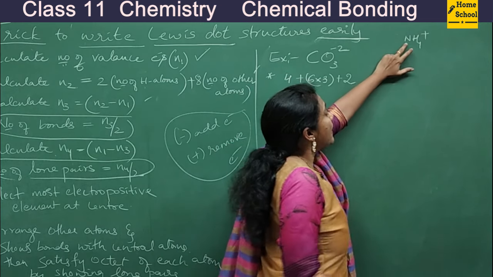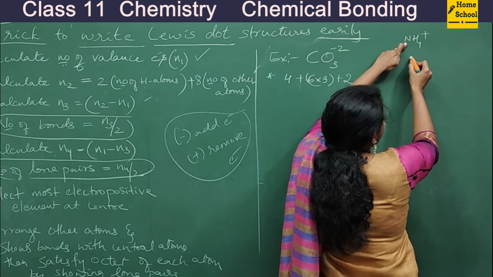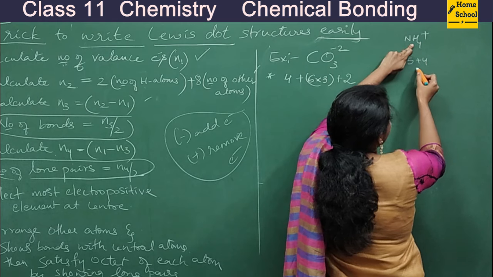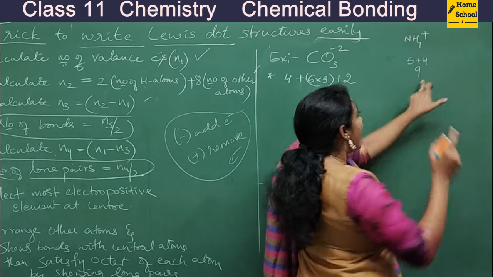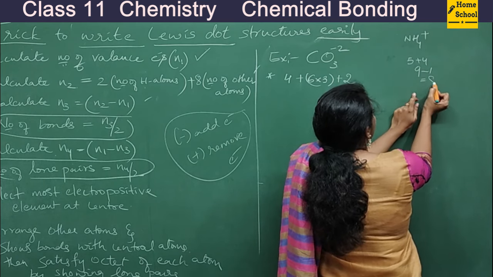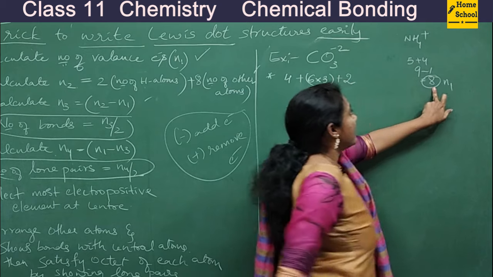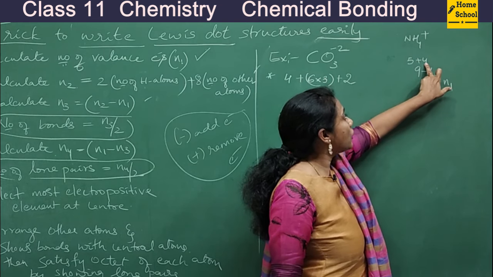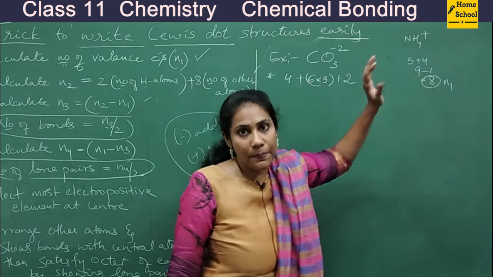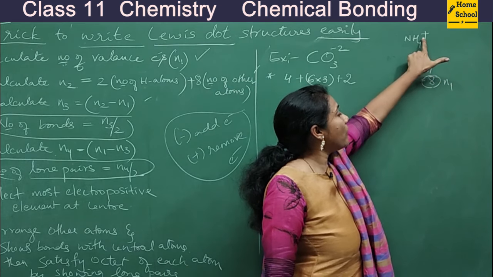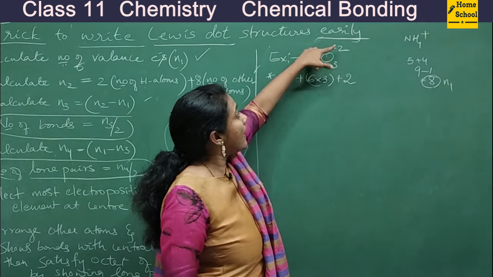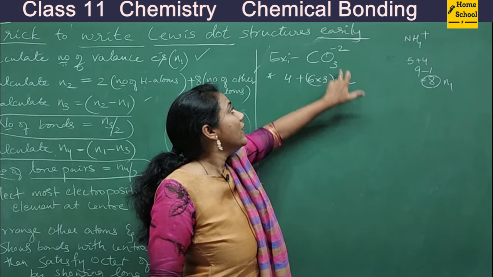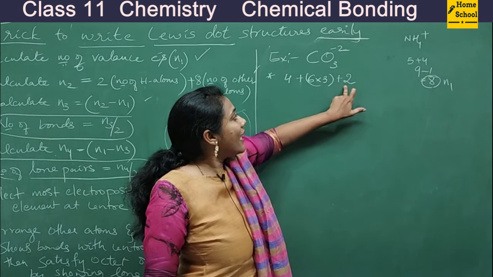Okay. For example, you see ammonia. Nitrogen has 5 valence electrons. Hydrogen has 1. 1 into 4, 4. So altogether 5 plus 4, how much? It is 9. Since 1 plus is there, 9 minus 1 I will do. Altogether N1 value is 8. Okay. So like that. Whenever plus is there, from total valence electrons, subtract. If you have plus 1, subtract 1. If you have plus 2, subtract 2. Whenever you have minus, for the total valence electrons, add electrons. If you have minus 1, add 1. If you have minus 2, add 2. If you have minus 3, add 3, like that.